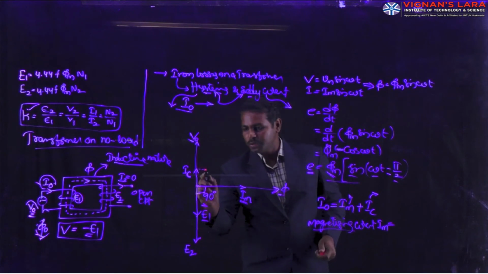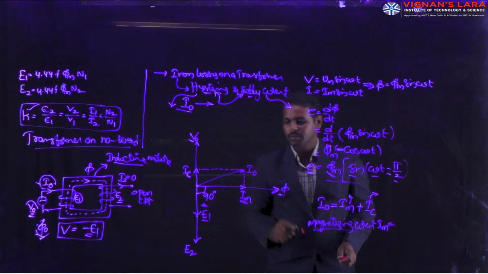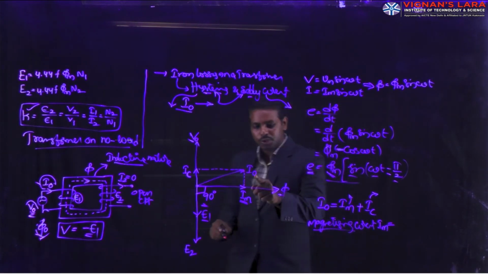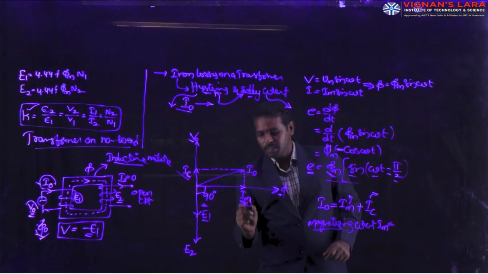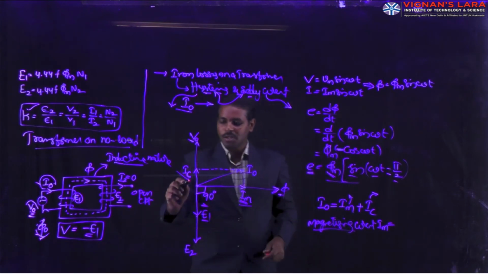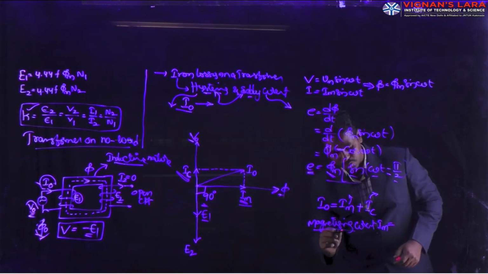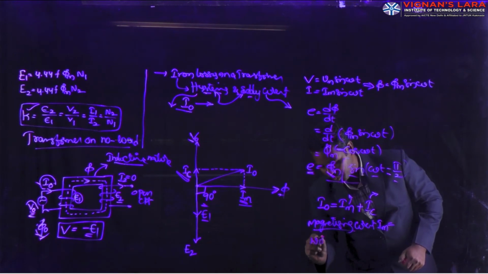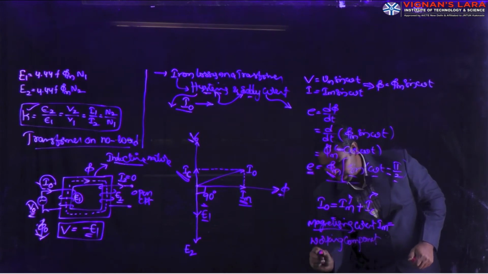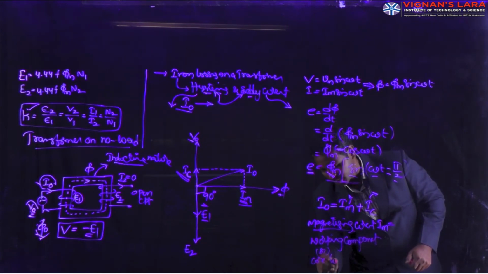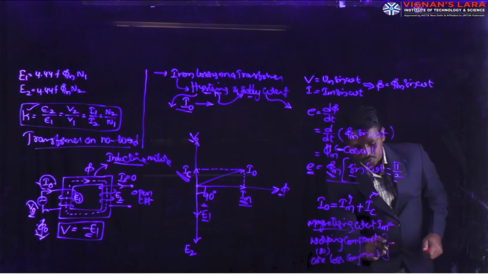So by resolving these two components, we are getting I naught. So I naught is represented by two components. One is the core loss component, the second one is the magnetizing component. IC is also called the working component, or the core loss component.